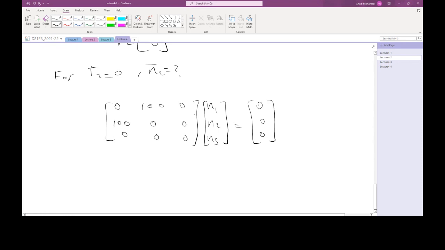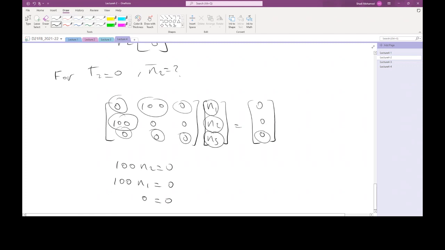Now again, some people will find this confusing, so just pay a little bit of attention because you may get confused if you don't get it now. So I have the first equation to be N1 multiplied by 0, N2 multiplied by 100. This is 100 N2 equal to 0. And then from the second equation, obviously N3 is multiplied by 0 again. And from the second equation, I have 100 N1 is equal to 0. From the third equation, and this is the probably confusing bit, in the third equation, you have 0, 0, 0 is equal to 0. So you have 0 is equal to 0.